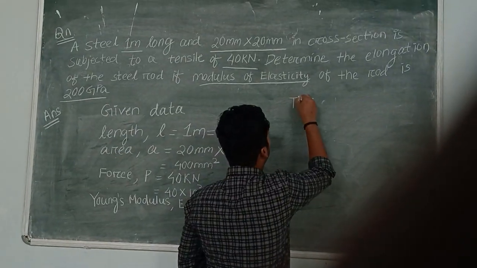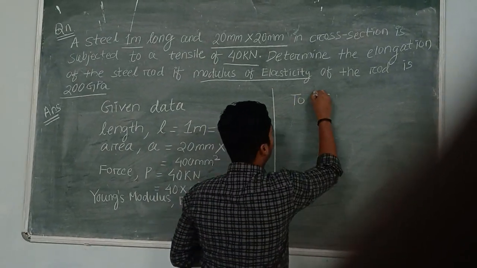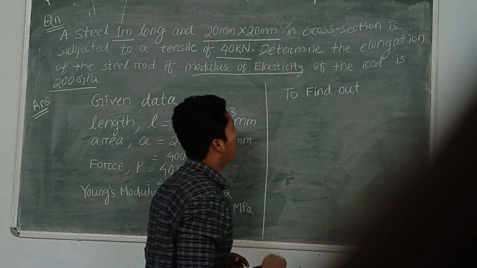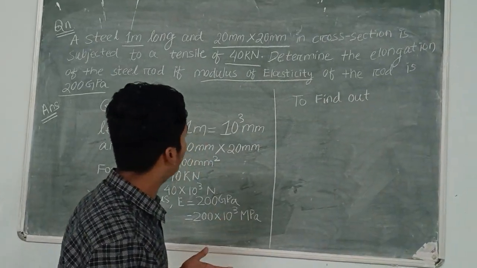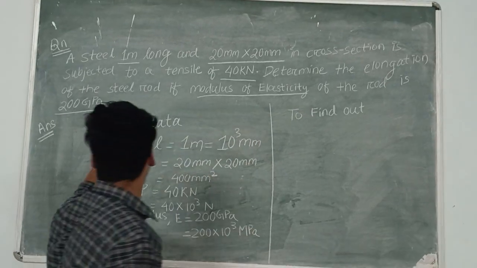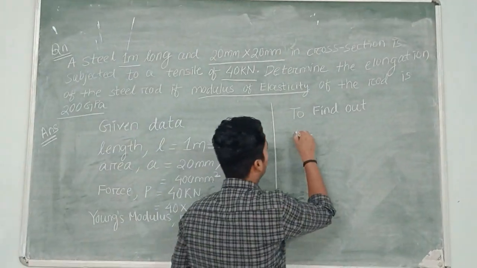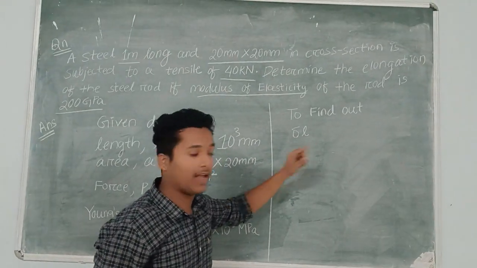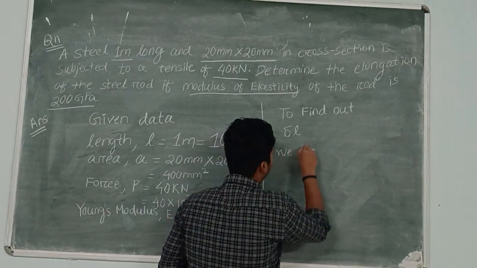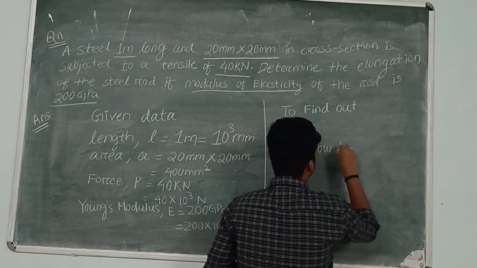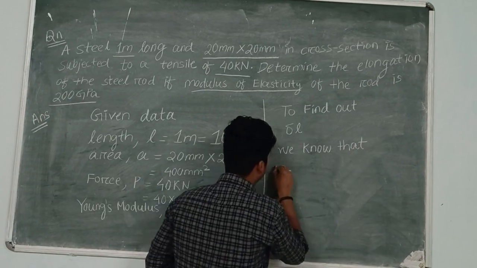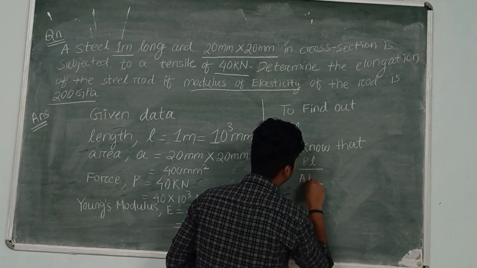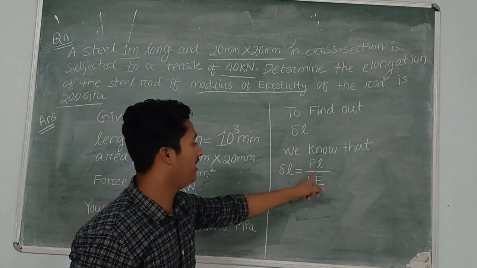Let's now find out what has to be found. What we are going to find is to determine the elongation of the steel rod, that is nothing but del L. We are going to calculate del L. So we already know that. What is the formula, students? Del L is equal to PL upon AE. Del L is equal to PL upon AE.